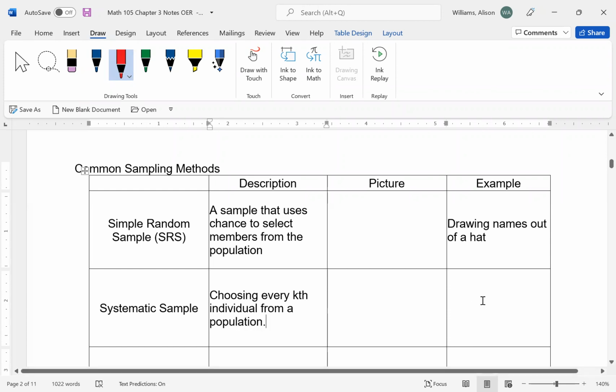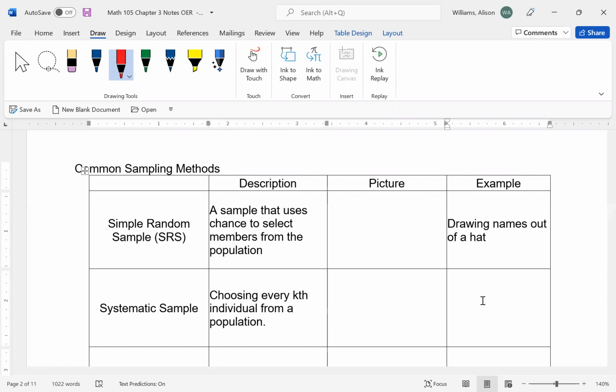So quick example, and then I'm going to come back because I'm actually not done writing that definition. So hang on, I'm going to come back and finish that definition. An example of this would maybe be doing a survey at a grocery store by choosing every 10th customer.